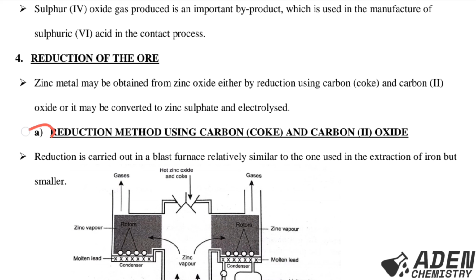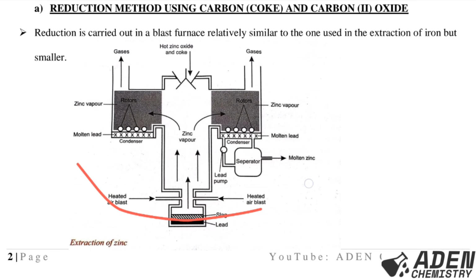So let's start part A, that is the reduction method using carbon and carbon(II) oxide as the reducing agent. Reduction is carried out in a blast furnace relatively similar to the one used in the extraction of iron metal, but smaller in size. So let us see the blast furnace. This is how the blast furnace looks in the extraction of zinc. We have here the blast of hot air, and here zinc oxide, coke, and limestone are being fed at the top of the furnace.